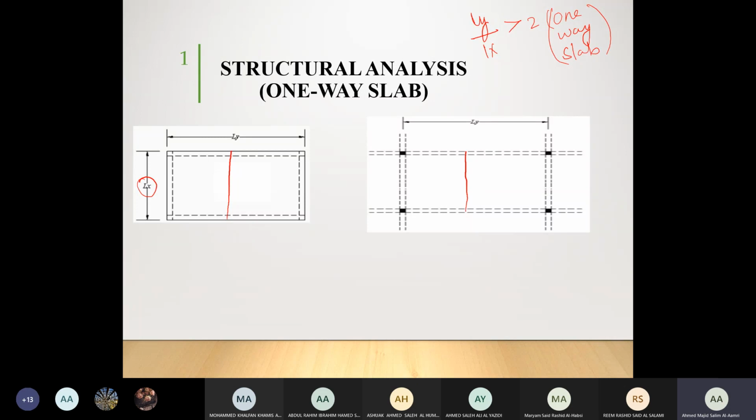Now, in the first scenario, let's call this one scenario A and this one scenario B. In scenario A, the slab is supported by what? You can see that the slab is supported by one beam here and another beam here, right? And then the slab here is supported by a beam and by a beam here. Are we clear?